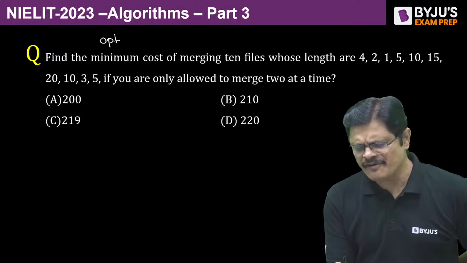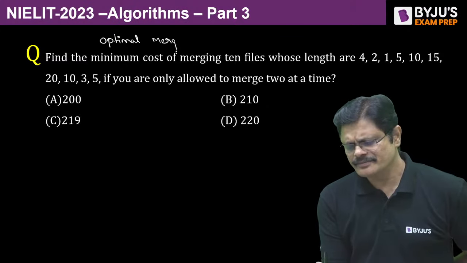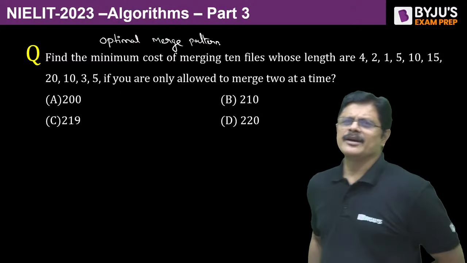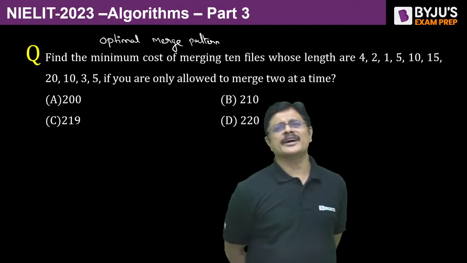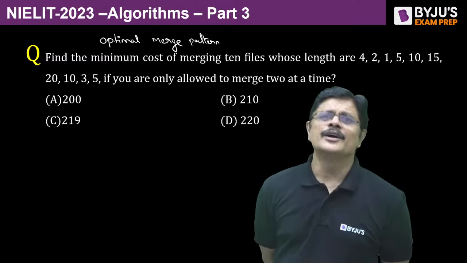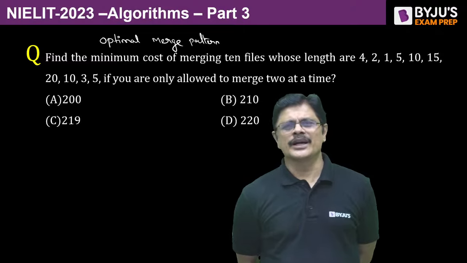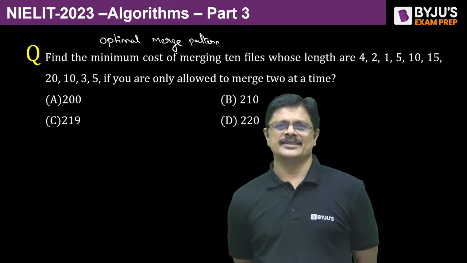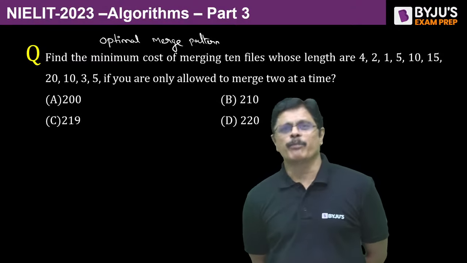Actually, the procedure for optimal merge pattern as well as Huffman coding are one and the same. But here the problem is slightly different. We have files of varying or different lengths. We want to merge them in a sorted order so that the number of record moves will be decreased. That is the main aim of this particular problem.